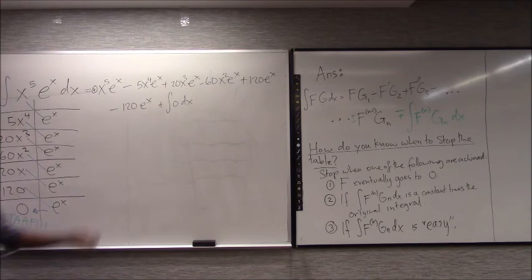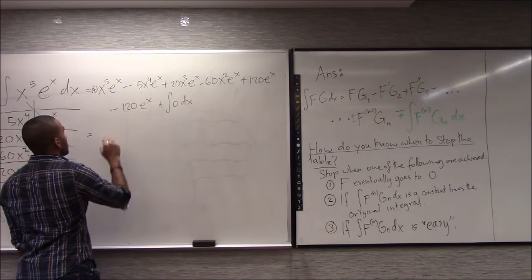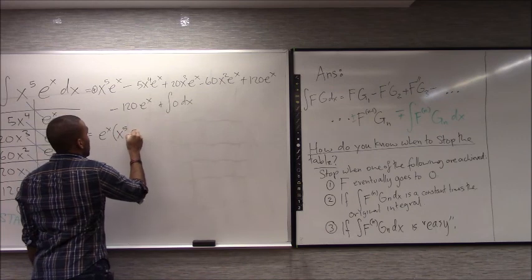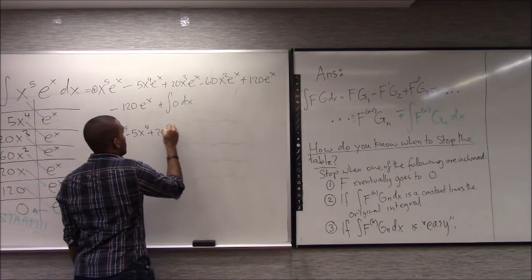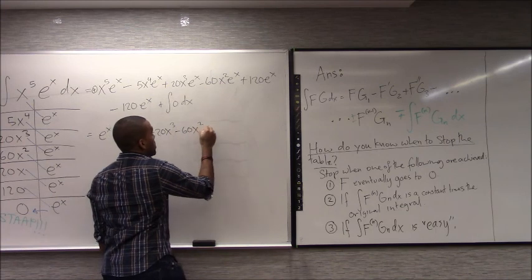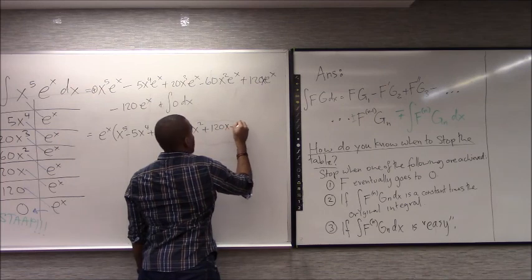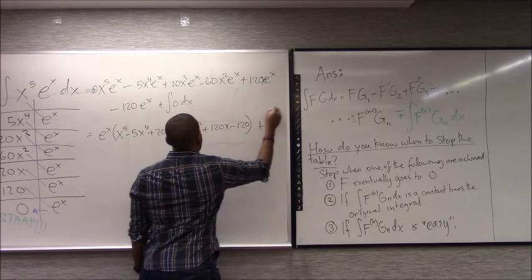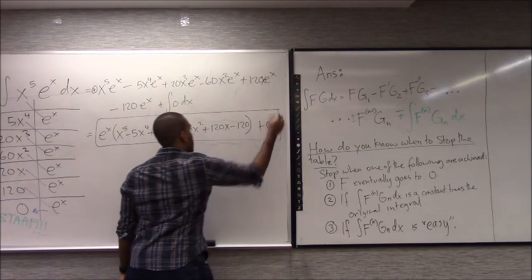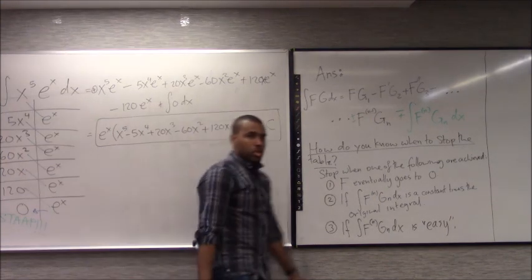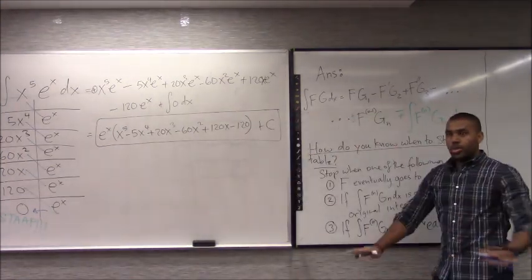And that's your answer. You can clean this up a little bit. e to the x is a common term, so I could factor that out. That's going to be x to the 5th minus 5x to the 4th plus 20x cubed minus 60x squared plus 120x minus 120, plus c. And that's the answer. And if that answer doesn't indicate to you that integration by parts would be very annoying, I don't know what will. That's how you'd integrate that. It's called the tabular method. Questions on the method?